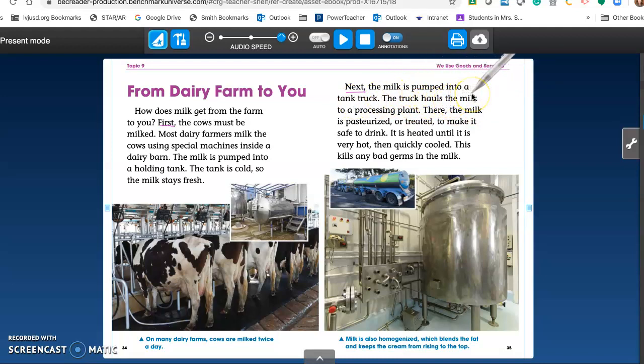I saw the signal word next, and then I noticed the next step was that the truck hauls the milk to a processing plant. Then the milk is pasteurized. The next sentences are explaining what pasteurized means. So I'm going to go to the next page.